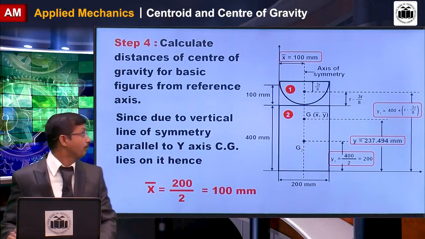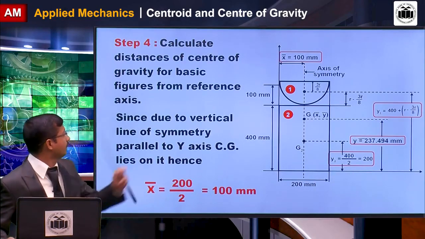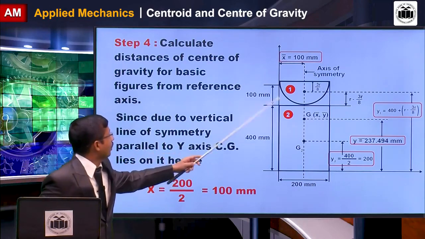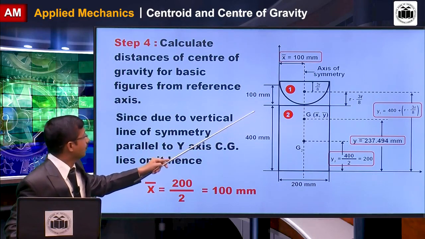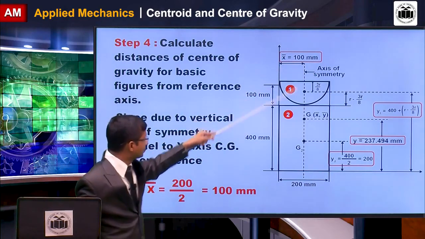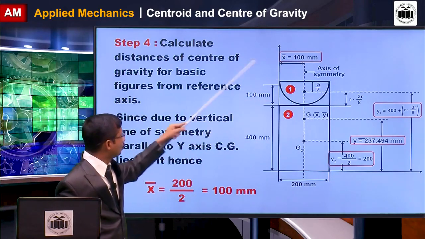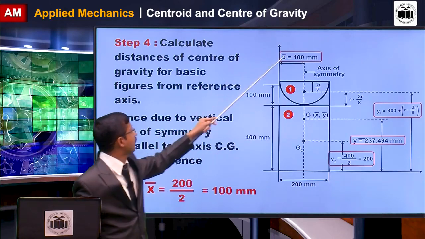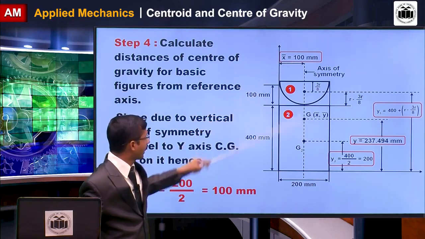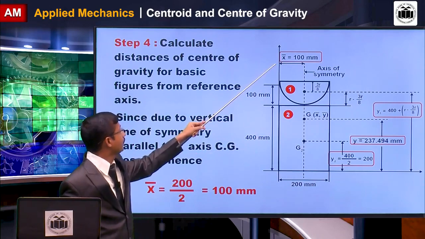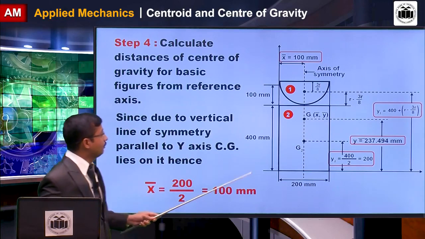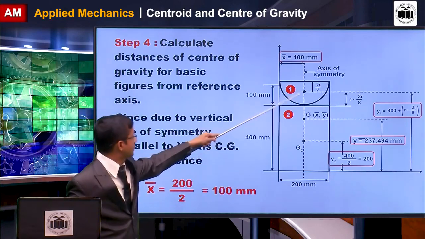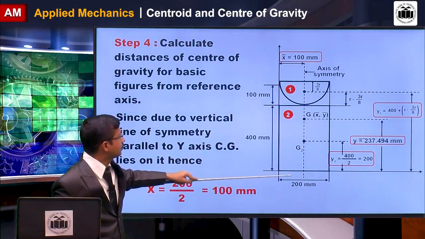Then the next important step is you have to calculate the centroid of individual figures and composite figures. So here there is an axis of symmetry parallel to the y-axis, hence your x bar will be directly obtained as 200 divided by 2, that is 100 mm. Then we can calculate the distances of the hemisphere, that is this is the distance we have to find out. So this is y1.